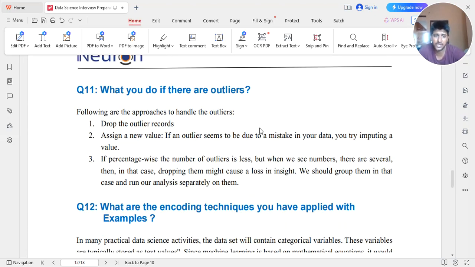What do you do if there are outliers? If the outliers are there, what will you do? You will drop the outlier records, or assign a new value if an outlier seems to be due to a mistake in your data. You try to impute a value. Okay, if the percentage of outliers is small, that's fine, but when we see that there are several of them, then dropping them might cause losing insight. We should group them in that case and run our analysis separately on them.